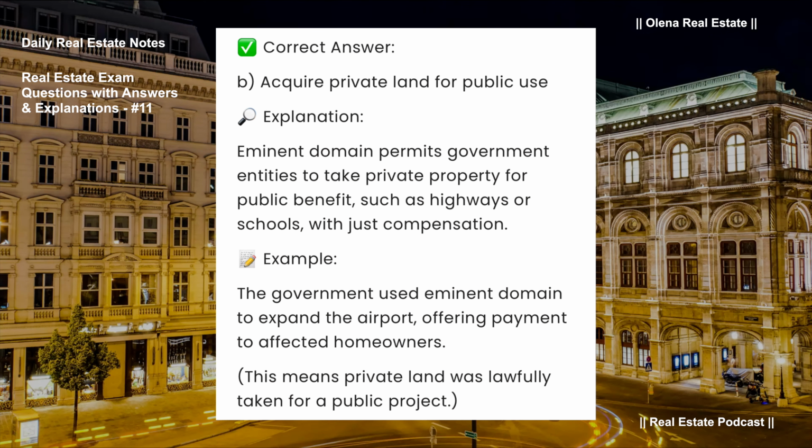Correct answer, B. Acquire private land for public use. Eminent domain permits government entities to take private property for public benefit, such as highways or schools, with just compensation. For example, the government used eminent domain to expand the airport, offering payment to affected homeowners. This means private land was lawfully taken for a public project.